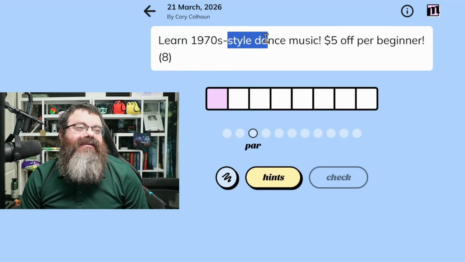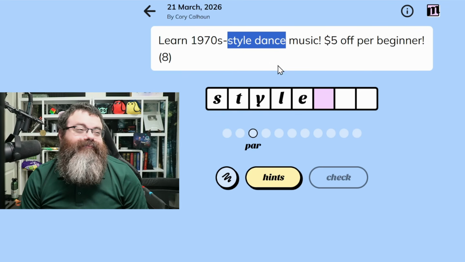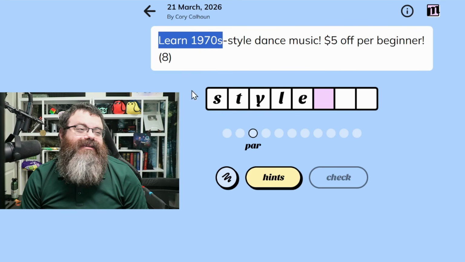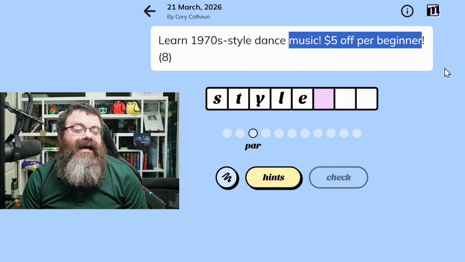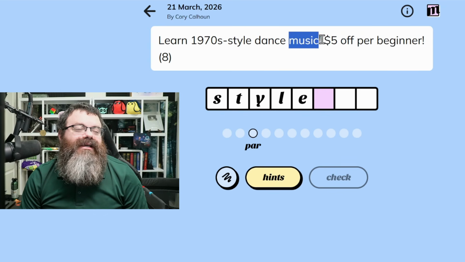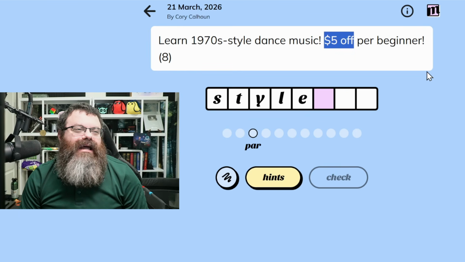So if that's the case, we might want a dance style. I'm just going to write out style here, but that would mean we'd anagram style. And we're learning the 1970s, so we're learning history or something, history class. Maybe. That's my thought so far. So I've gotten rid of dance and style. Now we still have music, $5 off per beginner. I feel like we could be taking music and removing $5 from it. I don't know. How do we remove $5 from music?